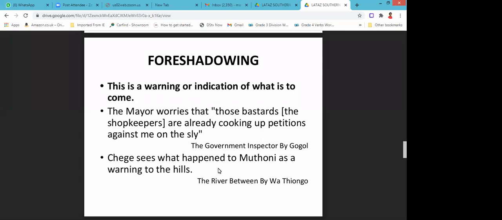Then, in The River Between, we have the example. Chege sees what happened to Muthoni, Nyambura's sister, as a warning to the hills. She decided to be circumcised, but unfortunately she died due to an infection. But this was a foreshadowing. And remember, Chege was a seer in the story.